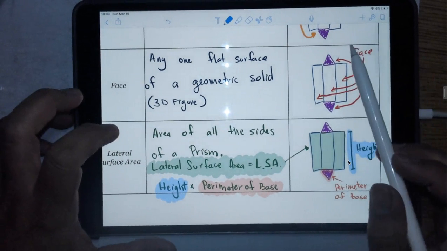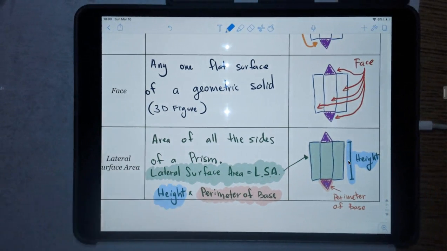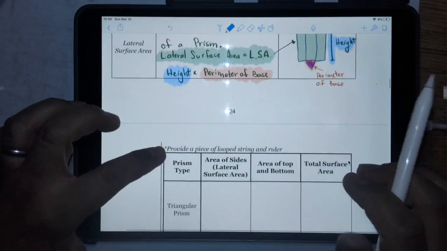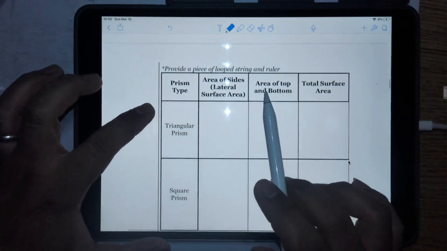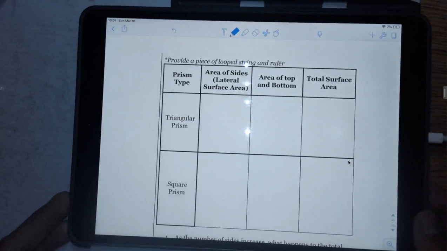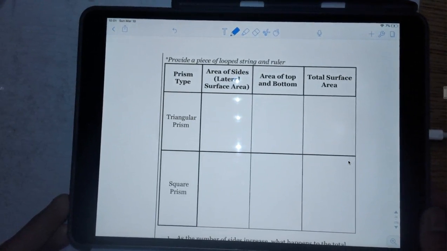Sorry for the poor video. This is just what I had on hand. All right, moving on. The activity provided a piece of looped string. So instead of a looped string, I'm going to show you using my prisms. You're going to find the lateral surface area, the area on the top and the bottom, and the total surface area. So this is the main goal of the idea.